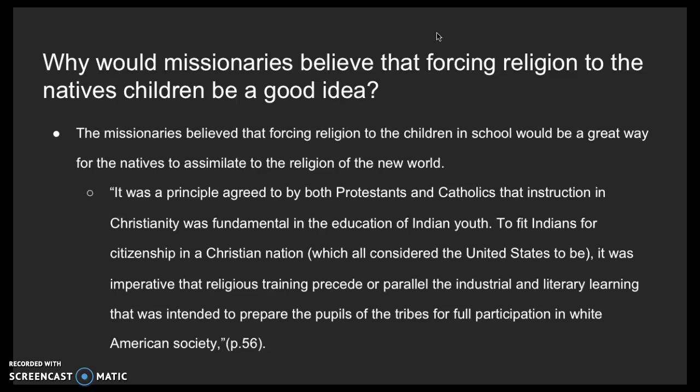Here's another intact citation. It was a principle agreed to by both Protestants and Catholics that instruction in Christianity was fundamental in the education of Indians' needs. To fit Indians for civilization in a Christian nation, which all considered the United States to be, it was imperative that religious training precede or parallel the industrial and literary learning that was intended to prepare the pupils of the tribes for full participation in white American society. So there you go, I highlighted it.